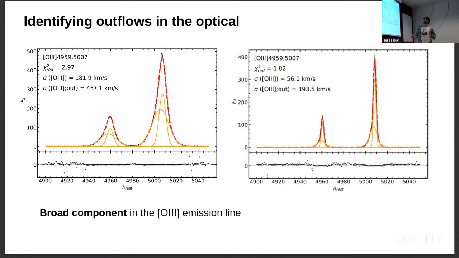And also we need to know how we can identify outflows. My work is very much based in the optical regime. So in the optical, the oxygen III is the typical line we use to identify outflows. If the oxygen III emission line needs to be properly fitted with a broad component in addition to the narrow component, this broad component indicates that there is an extra kinematic component different from the typical circular motions of the galaxy. This is indicative of outflow signatures.